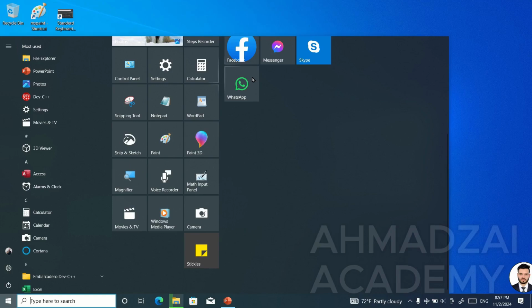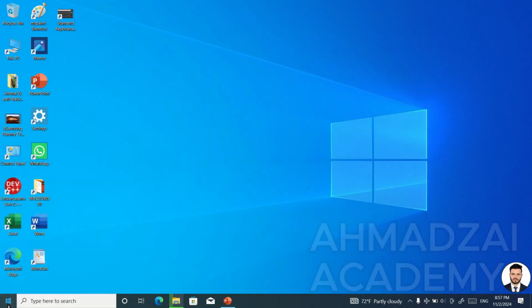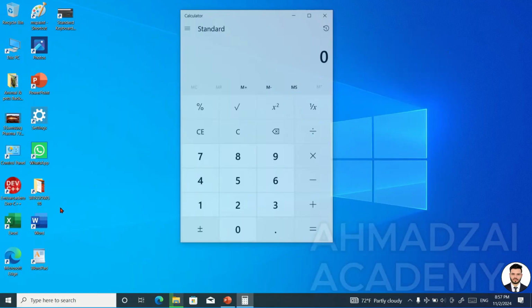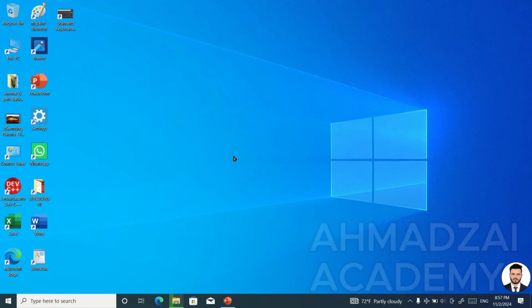In this video, we are working with the calculator. The calculator is available in Category C. Let's go to the App List section. Here, we can see that the calculator is available. We can, for example, open the calculator.